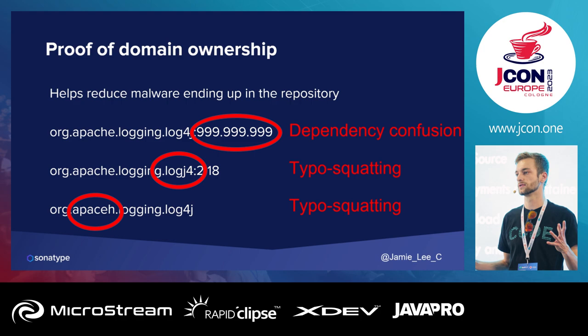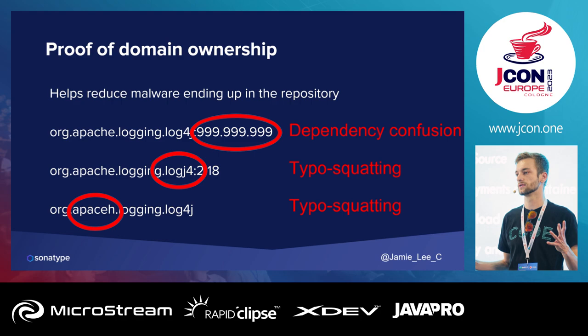Typosquatting is another one. So as you can see here, it says log J4. This is something that people try and do. I've done it myself before, accidentally misspelt something, and you'll go and pull down that dependency, and then you've got a vulnerability in your system. Again, not so much of a problem with Java because you have to own the domain, but with other languages, it is becoming a very, very big problem because you don't have to own the domain to push stuff up to their repositories. And then again, typosquatting, as you can see, org.apache is spelled differently.